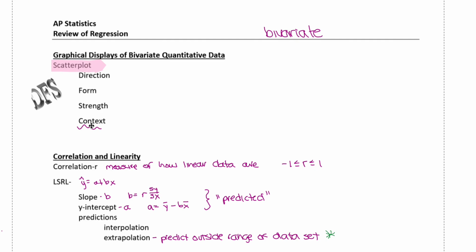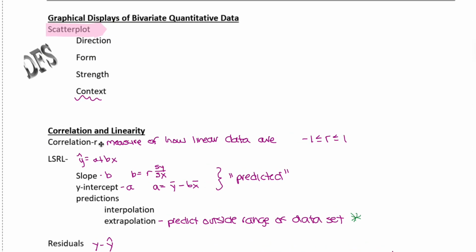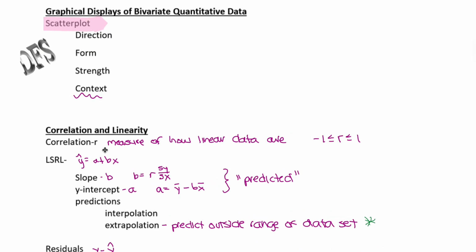Correlation and linearity. So correlation, also known as r, is a measure of how linear the data are. And r can be between -1 and 1, and it can be equal to -1 and 1. So remember, when r equals 1, that means the data are completely linear, and when r is equal to -1, that means the data are completely linear too. So don't confuse yourself. If r equals -1, it is not the case that the data have no correlation. That just means the correlation is negative.